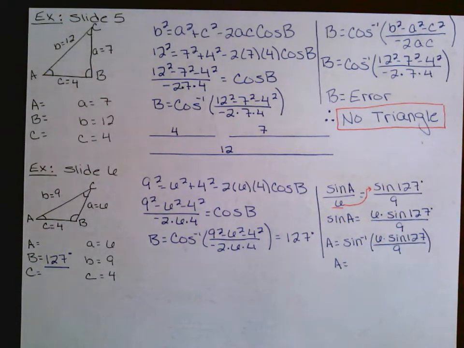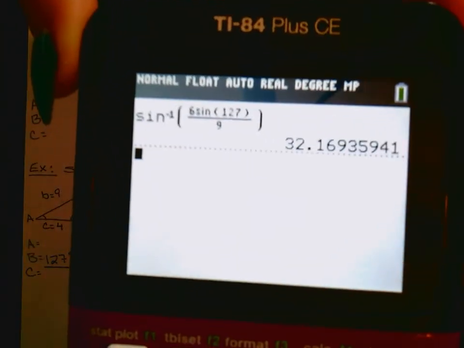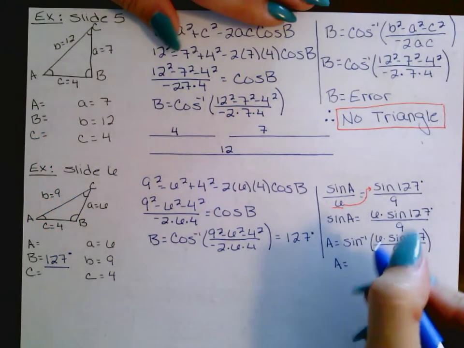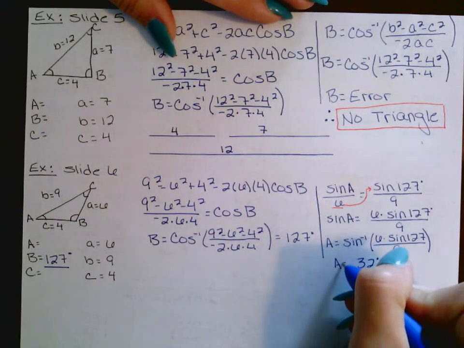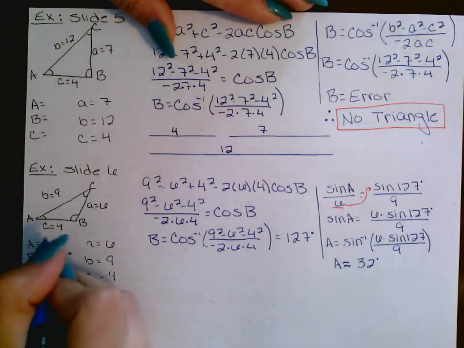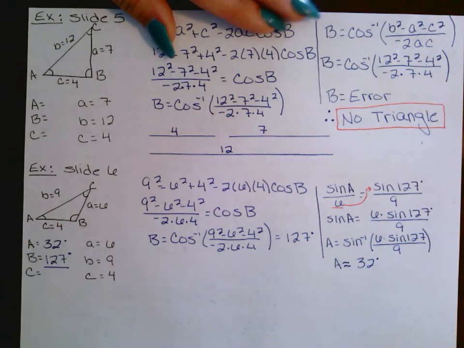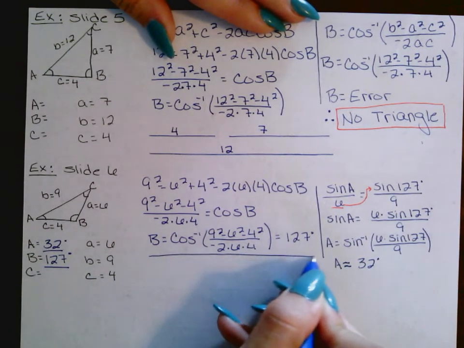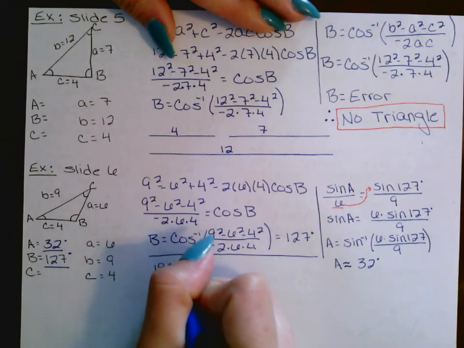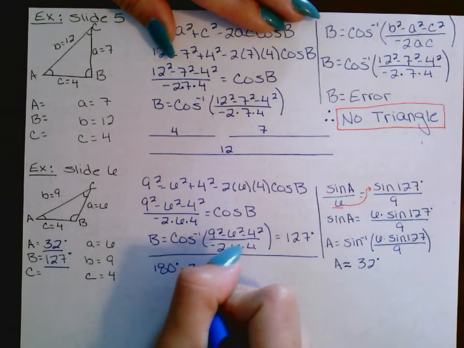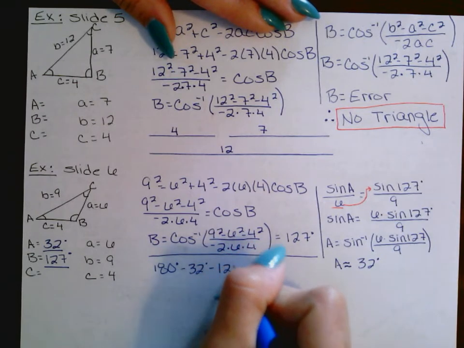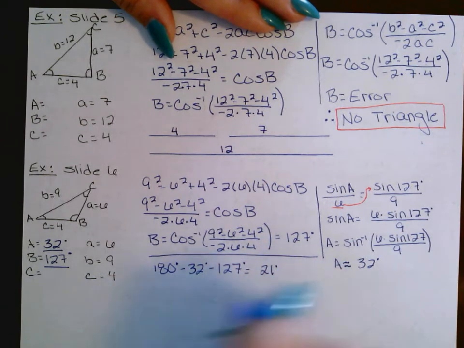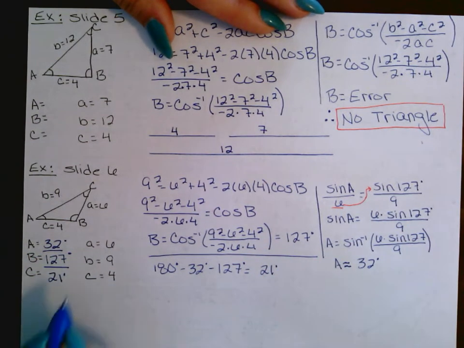And when you plug that in your calculator, you should get something that looks like this, about 32 degrees. And once you have 2 out of the 3 angles, you can go ahead and use your 180 rule. You can say 180 minus 32 minus 127, and that gives you 21 degrees. And you have finished this triangle.